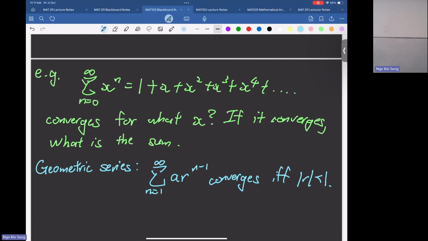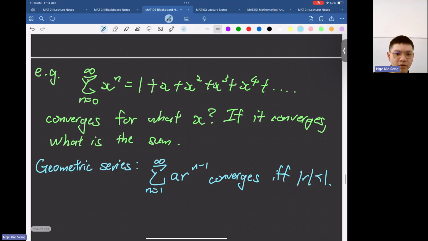I just replace r by x. And what other things do I replace? I start with 0 there, because you can see that the power there starts with n, but the power here starts with n minus 1. So if you place 1 into here, actually you also start with 0. So it's really a special case of the geometric series.